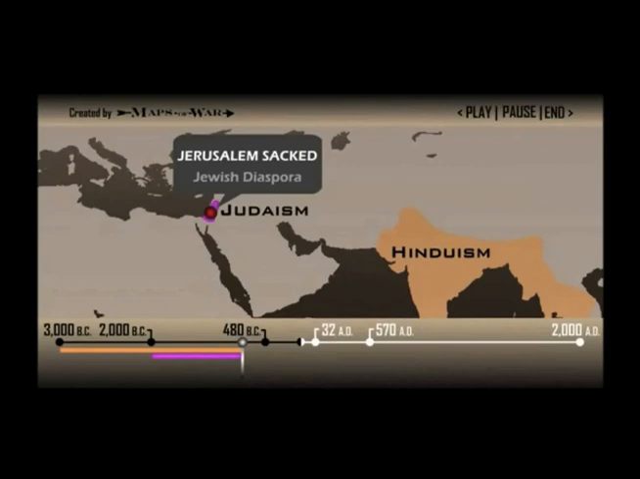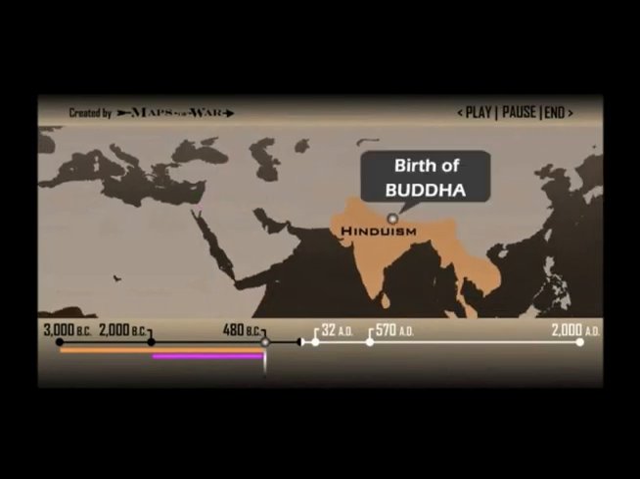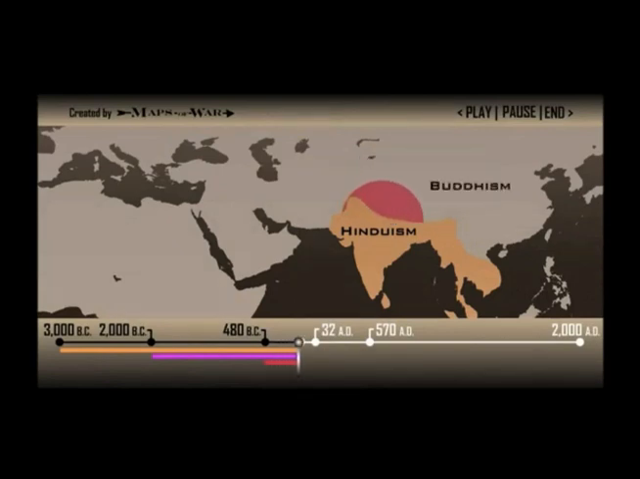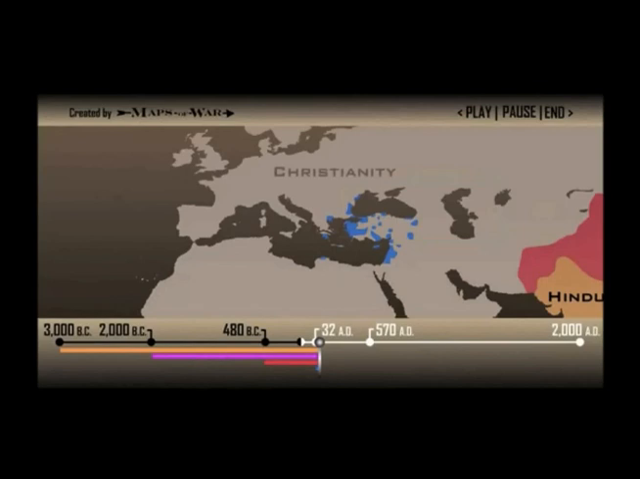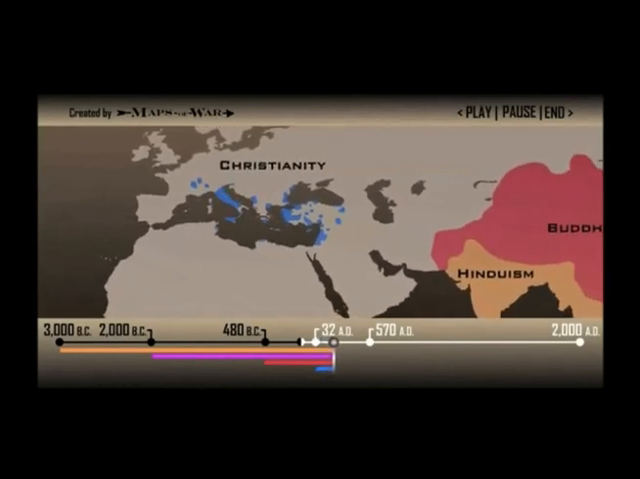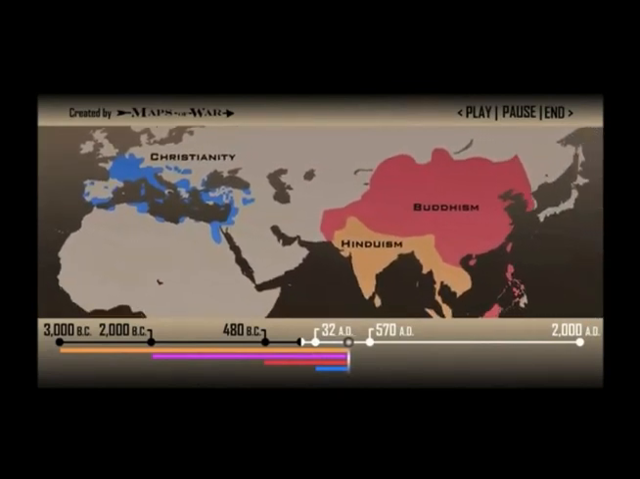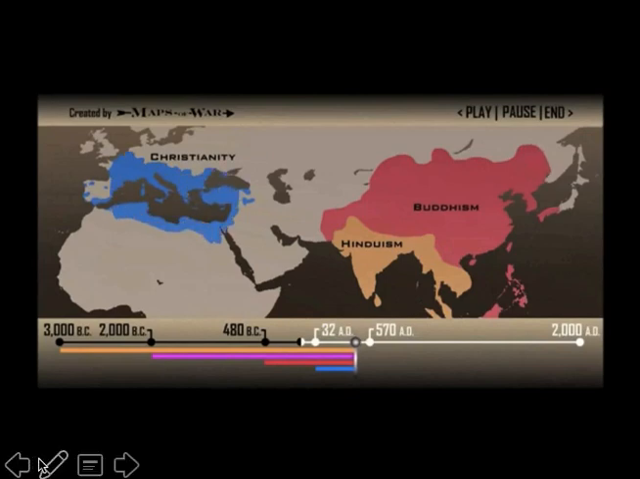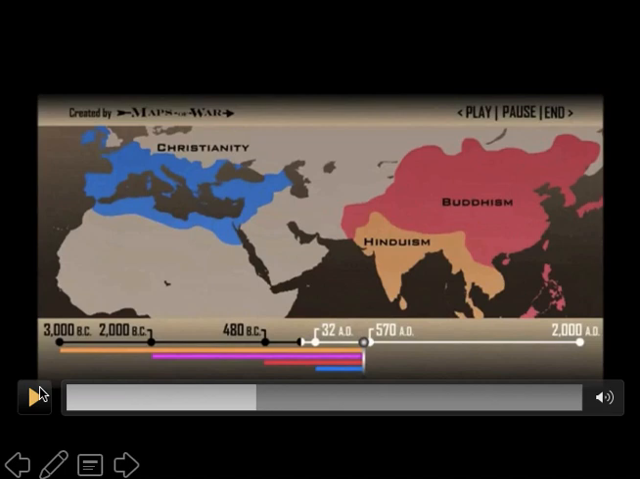So there you see that Hinduism predated Judaism, and is the world's oldest religion by about 1,000 years. Additionally, you see the birth of Buddhism in northeastern India, and as it grows, it spreads mostly along the Silk Road. So if we zoom out, you will see that Buddhism continues to spread into China. All right. And that's going to bring that to a close.